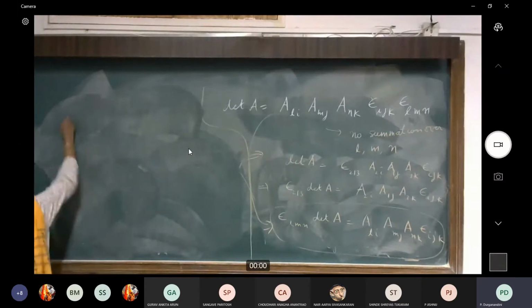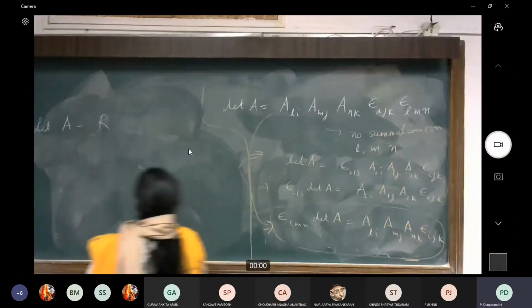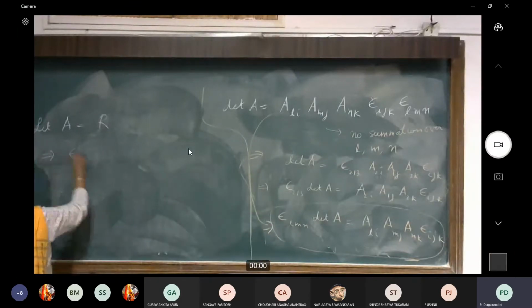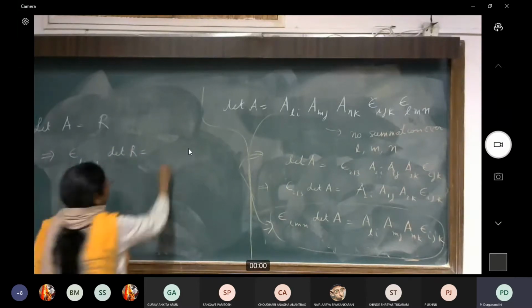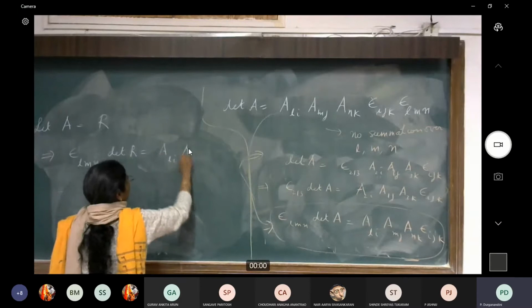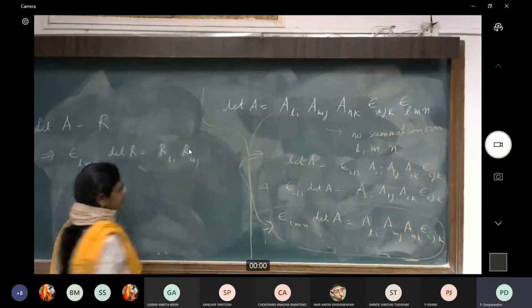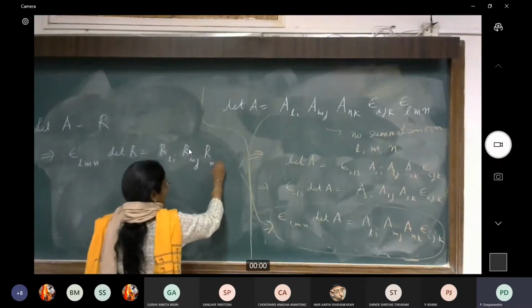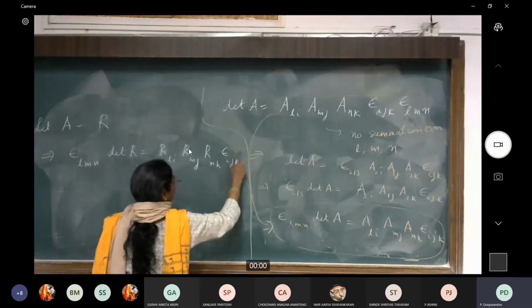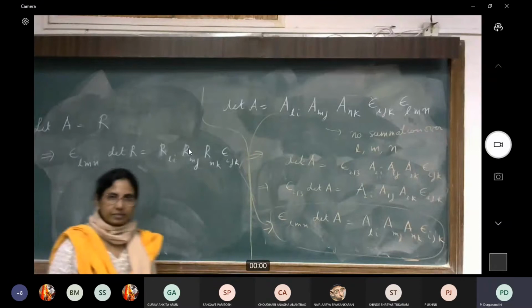Alright, now suppose your A equal to R, or rotation matrix. Alright, then from here what do I get? It tells me then that epsilon LMN determinant of R should be equal to R_Li, R_Mj, R_Nk, epsilon ijk. So instead of A we have R, our rotation matrix, the matrix which takes you from basis B to basis B prime. Okay, this is what you get. But what is determinant of R?